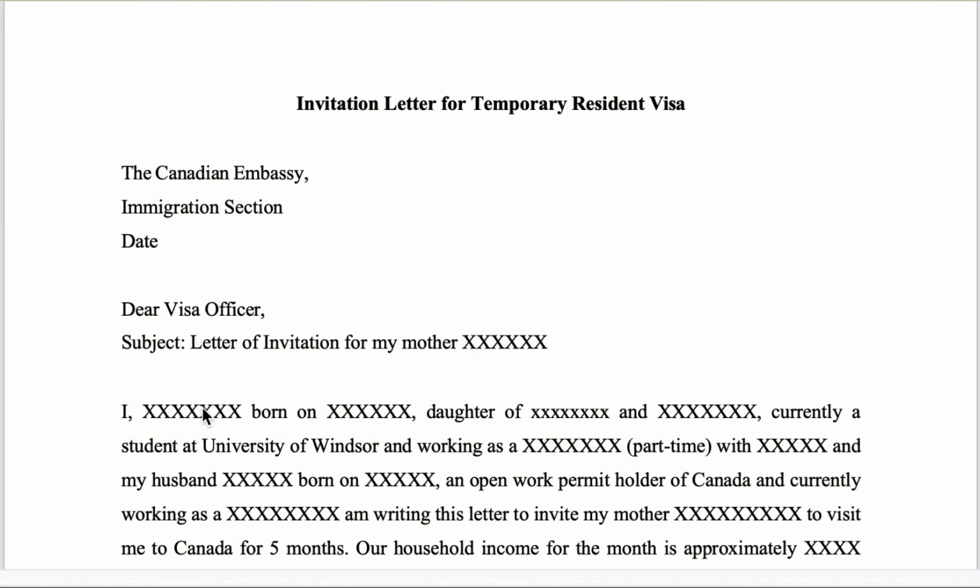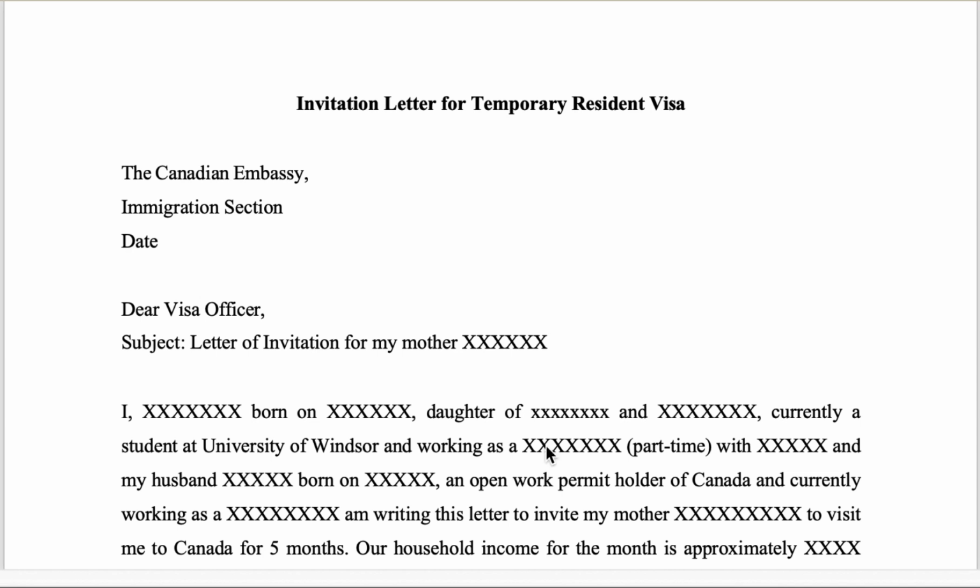So "I" will be your name, because you're writing this invitation letter. I, your name, born on your date of birth, and then daughter of your parents' names, so your father and your mother's name. Currently a student at University of Windsor. If you're a student, then you will write student. If you are on a work permit, then you will write your work permit. So student at the University of Windsor, and working as a, here you will be writing your designation.